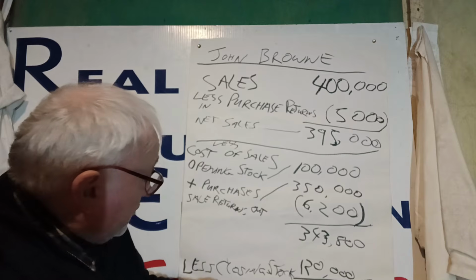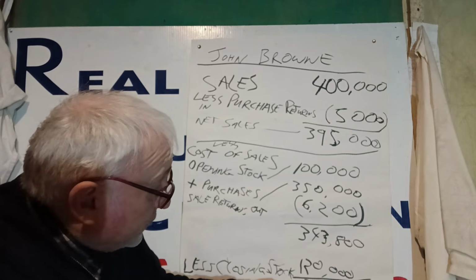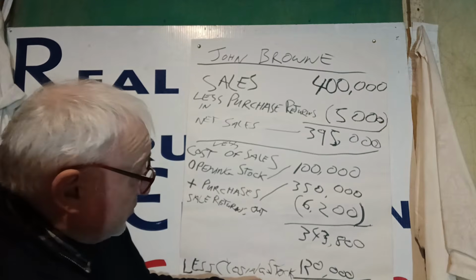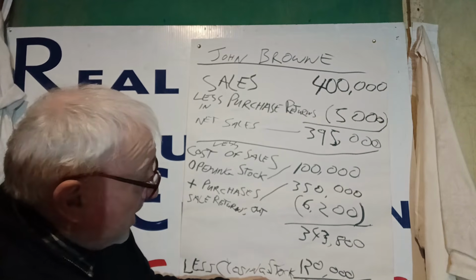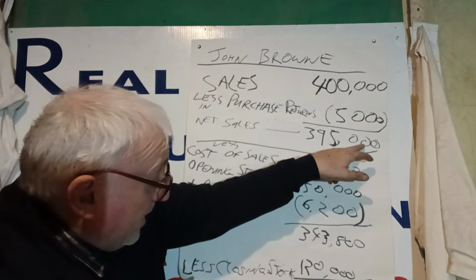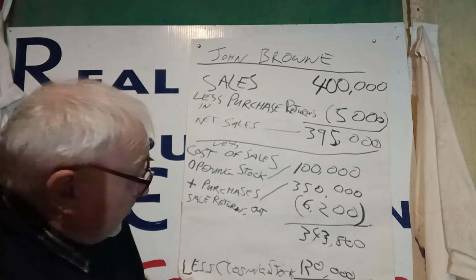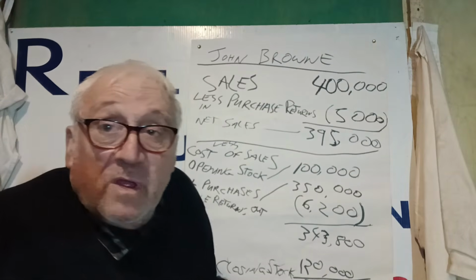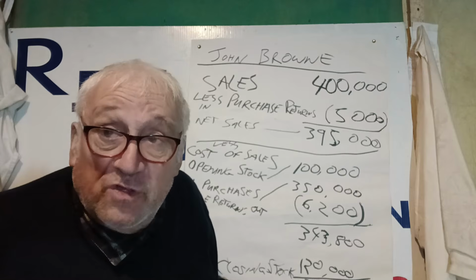So that then gives you a total cost of sales of 323,800. That's that less that. And that's your cost of sales. And when you take your 323,800 from your 395,000, you get a gross profit of 71,200. Okay, we're on 11 minutes now. I'm going to go to a new sheet.